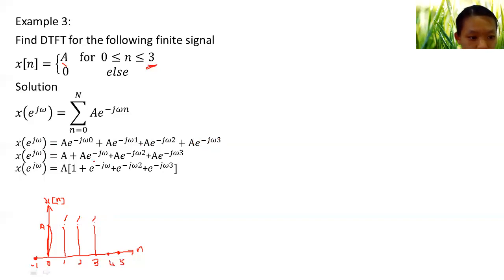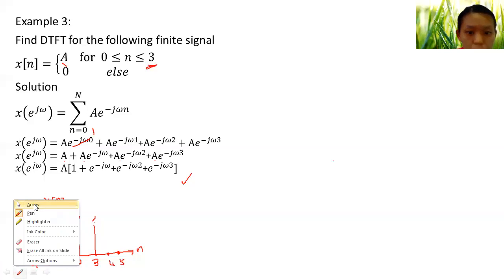Now, when we sum up, we know that e to the power of 0 is equal to 1. So we have a plus a e^{-jω} plus a e^{-j2ω} plus a e^{-j3ω}. Okay, we can see here we have a in each term of the signals. So we can factor out the a, and in brackets 1 plus e^{-jω} plus e^{-j2ω} plus e^{-j3ω}. Okay, done for example 3.